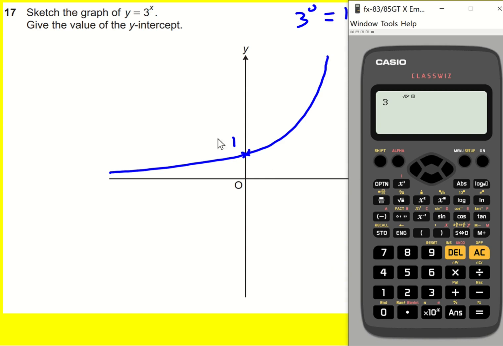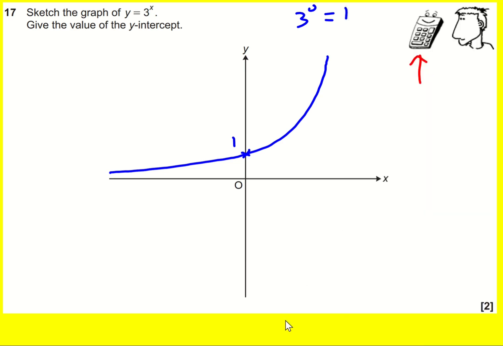So when x is 1, we just get 3 to the 1, which is 3. When x is 2, I would get 3 squared, which is 9. And then 3 to the power 3, I would times by 3 again, and I get 27. And you can see that as I go along 1 in the x direction, it's jumping up. That's why it's getting really big.